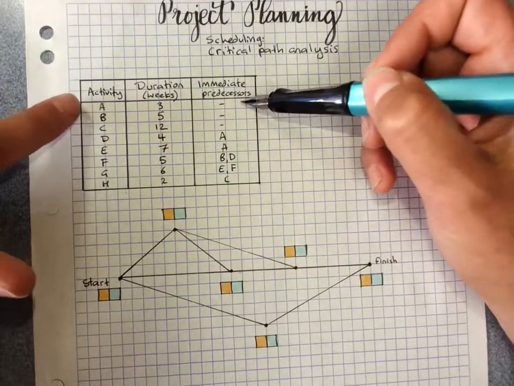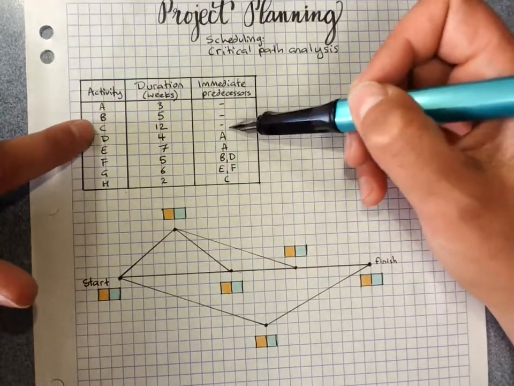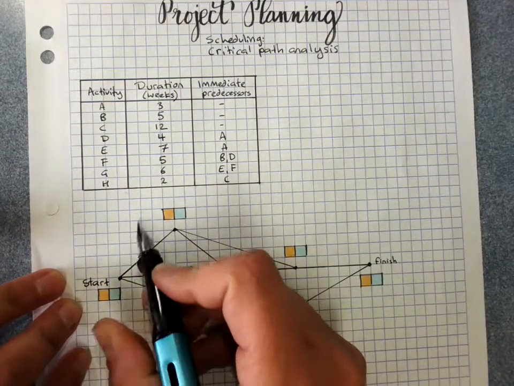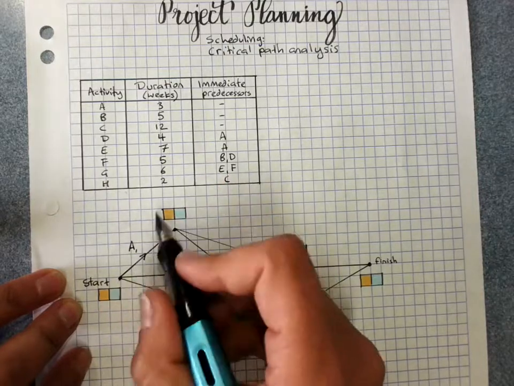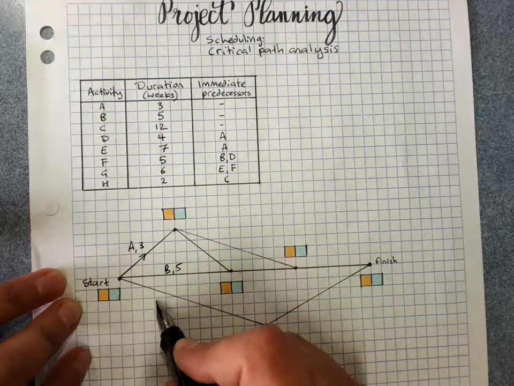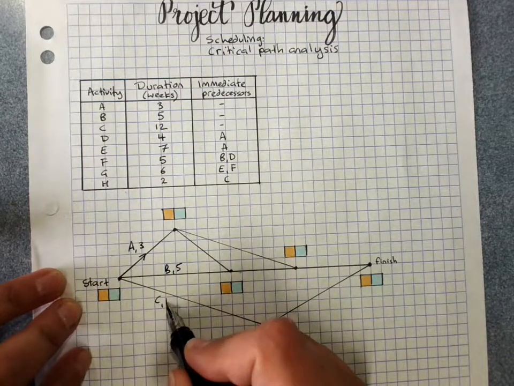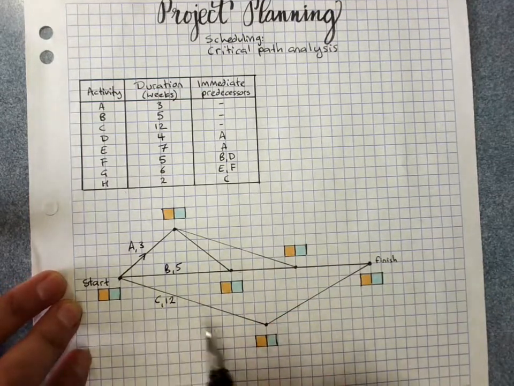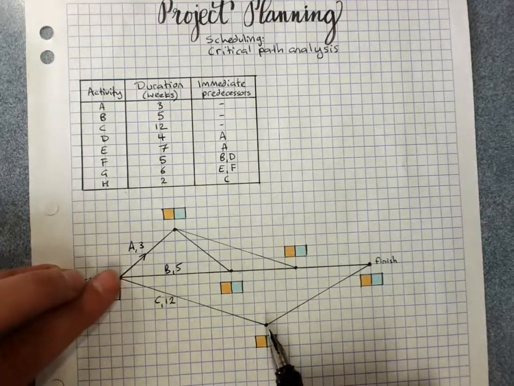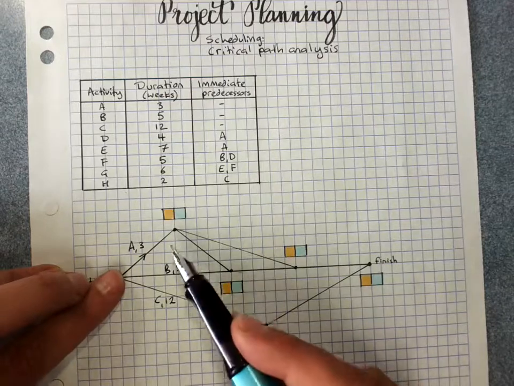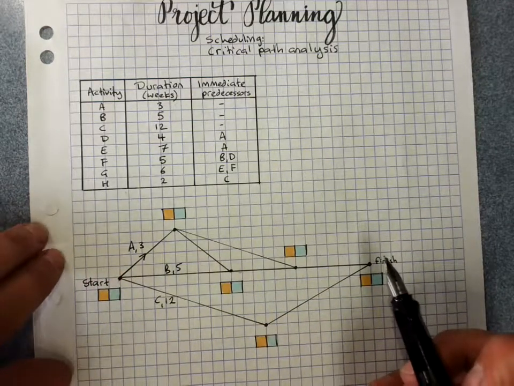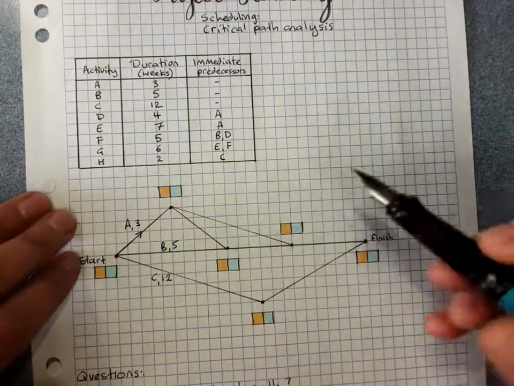So making an activity network, we've got A, B and C which have no immediate predecessors, so they'll come straight off the start. A has a weighting of 3 weeks, B has a weighting of 5 weeks, C has a weighting of 12 weeks. Now you don't need to make the lengths indicative of the length of time. You see I've made 12 longer than 5, which is longer than 3, but it can help to make things a little bit clearer.